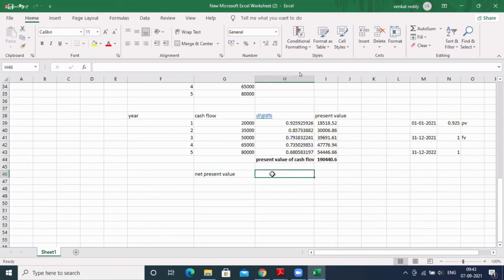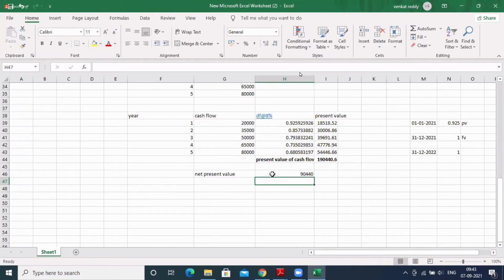So the net present value of the project will be how much? It means what is the extra return which we are getting? That is 1,90,440 minus we invested 1 lakh. So it means if you start the project, we are having a net value of 90,440. So always in this case we can go with the cost.